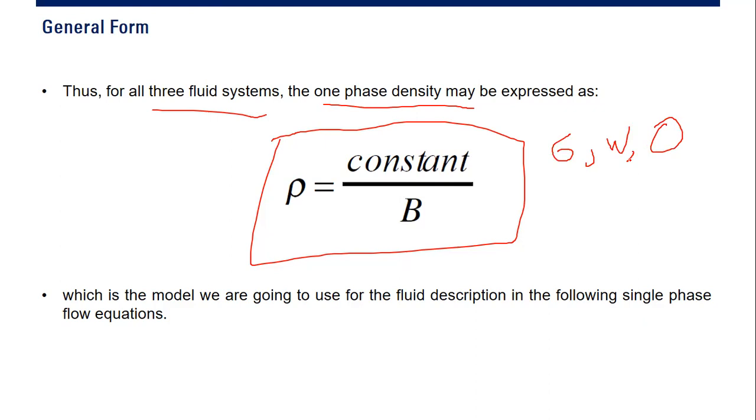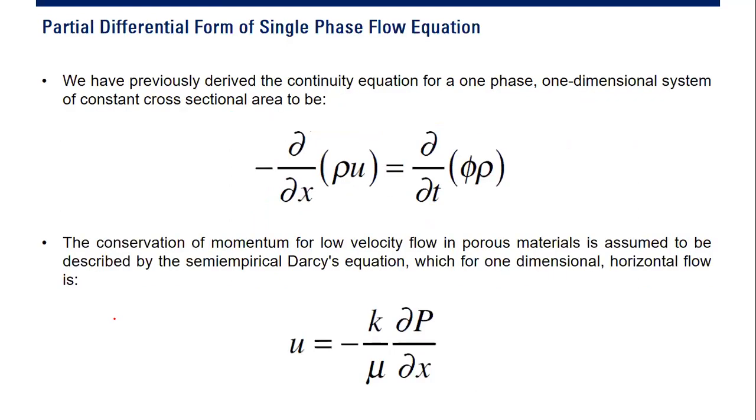If you have a multi-phase system, then of course it's not constant. But we will start simple. We will start from a very simple model. So we can use the one phase system, which is the model we are going to use for the fluid description in the following single phase flow equation. Now we start discussing the flow equation.